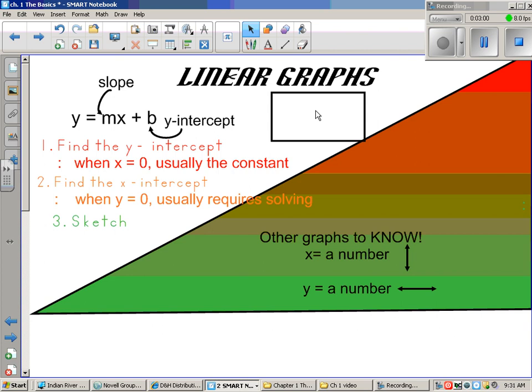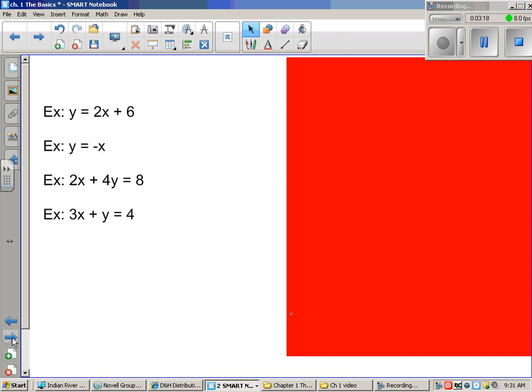As a quick side note, other graphs that we should know: when you see x equals a number, x equals 5, x equals 10, x equals -3, those graphs will always go up and down. And y equals a number will always go left to right. Okay? Good. Let's do some examples now.